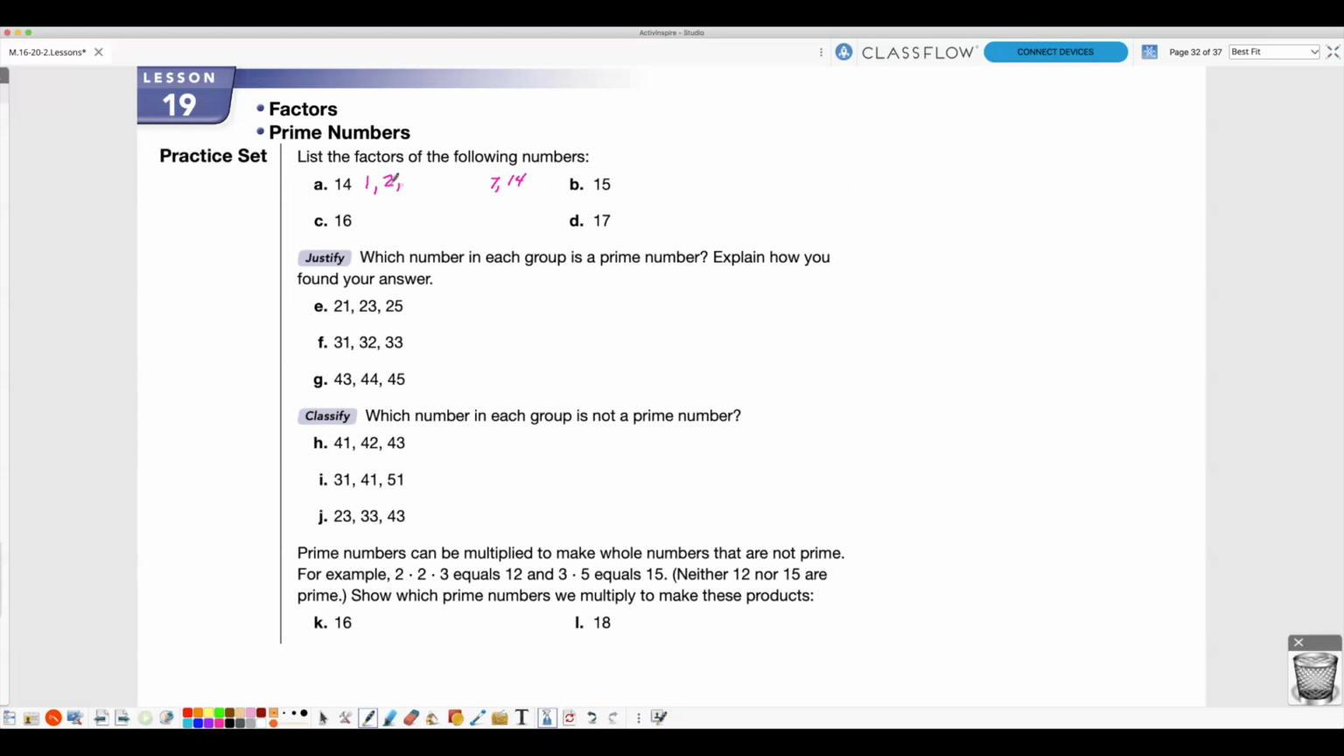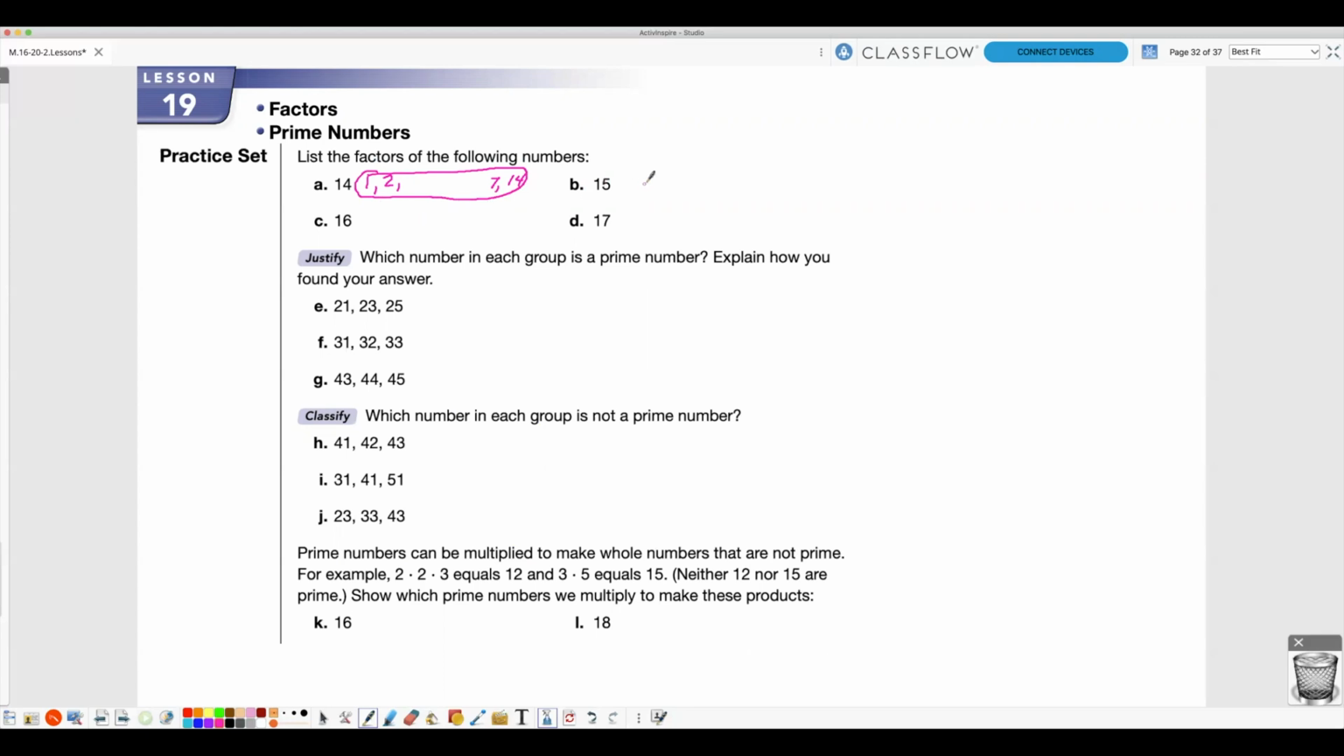3 does not work. I don't even need to try that. I know it doesn't. 4 does not. 5 does not. 6 does not. And 7's already used. So these are the factors of 14. They are 1, 2, 7, and 14.